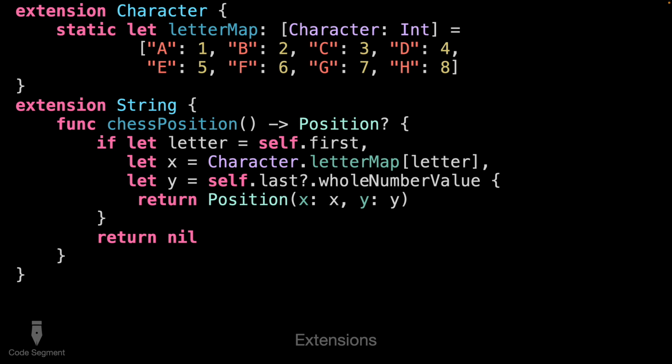Okay. So then here we do Character.lettermap letter. Whenever you are calling into a dictionary and you are simply passing it a key, what you get back is optional. It's not guaranteed to exist in the dictionary. There's no way for the compiler to know if it exists in the dictionary because letter is not a constant or anything.